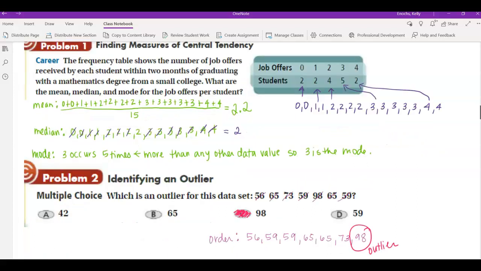All right, if we go down to problem number 2, talking about our outliers, the first thing I did was write all of our numbers in order, so from smallest to largest. And then I tried to look and say, okay, what are the numbers kind of close to? Most of the numbers are 50 or 60 or kind of close to 60-ish. 98 then would be the exception. It's really far away. That means 98 is my outlier.